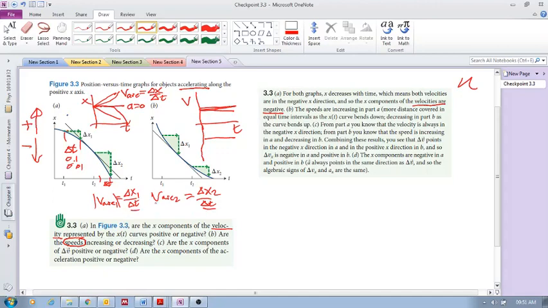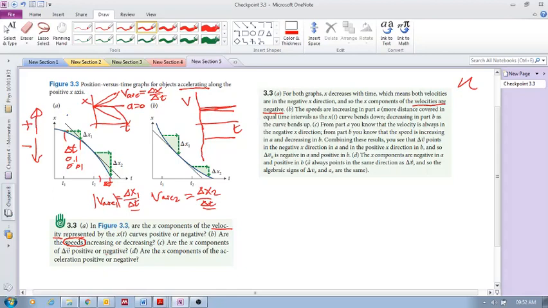What you'll notice is that the speed is increasing. It's increasing because you have a larger distance that you've covered over the same time. You see that? Over that time period, delta x is that long. Over that time period, delta x is that long. So it is increasing in this one. Okay? Your speed is increasing.